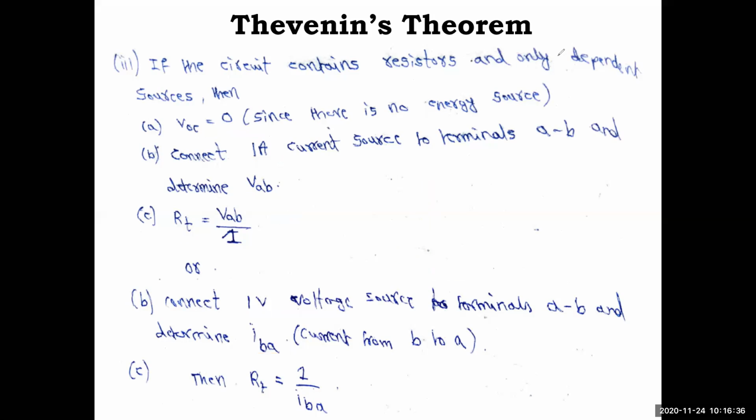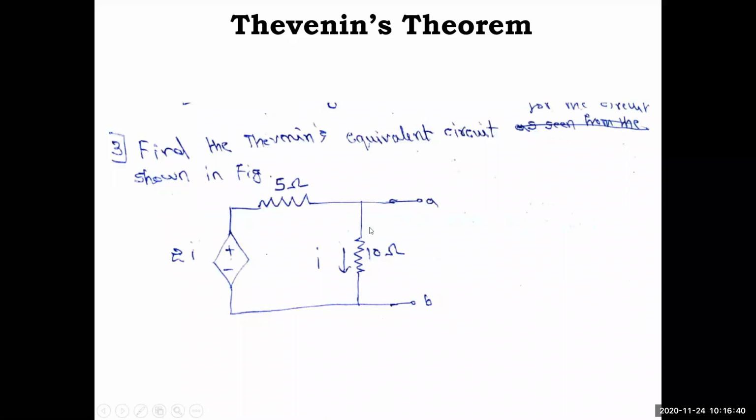So note down the first problem in this category. Find the Thevenin's equivalent circuit for the circuit shown in figure. So note down: there is a dependent voltage source, 5 ohm resistance and 10 ohm resistance. See here, there is no energy source here. Without an energy source, VOC is 0. So VTH is 0 in this case.